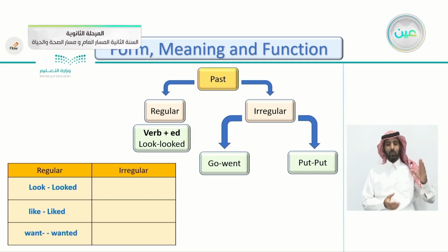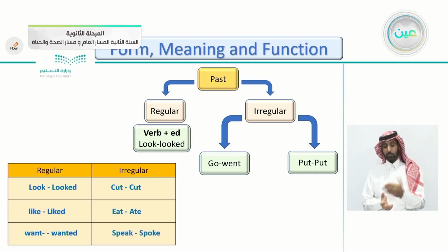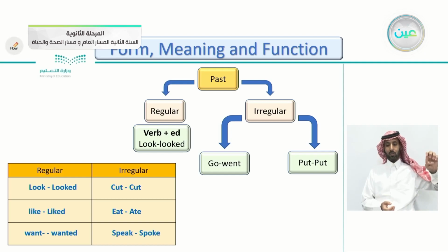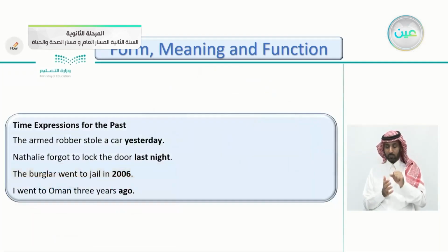What about the irregular here? Can you give me some examples for the irregular? Okay, I will give you some. Cut, cut, as I told you before, we don't change anything. Eat, ate, we change the order of the letters. And speak, spoke. So we don't add ed, we change the whole verb. As I said, for the irregular, you don't change anything or you change the whole thing. Cut, cut; eat, ate; speak, spoke. So this is the regular and irregular verbs from the past tense. You can find them at the end of your book, the irregular verbs.